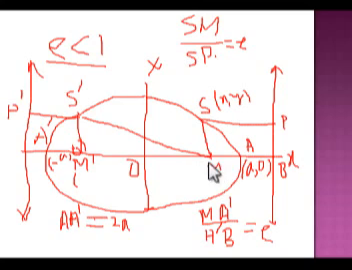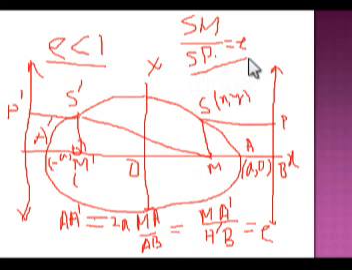Also MA by AX, MA by AX will also be E. MA by AB will be E as well. So both are equal to the eccentricity.